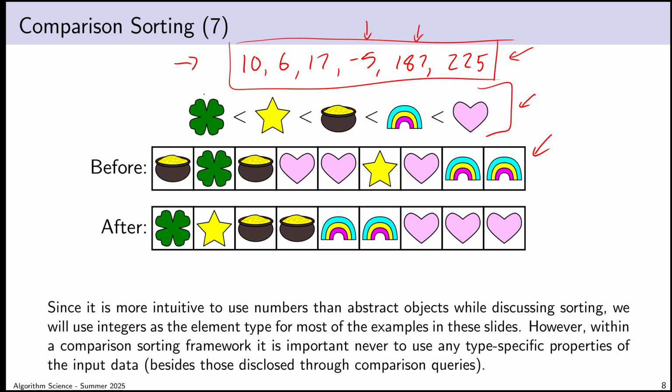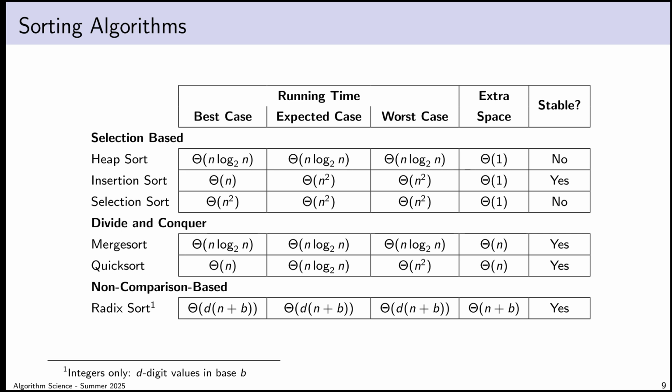Just be careful. We don't want to make any assumptions about integers that don't apply to general abstract symbols in our sorting algorithms. All right, so here is our cast of characters. This can be our character select screen for our coverage of sorting. Now, there are tons of sorting algorithms out there, tons of them.